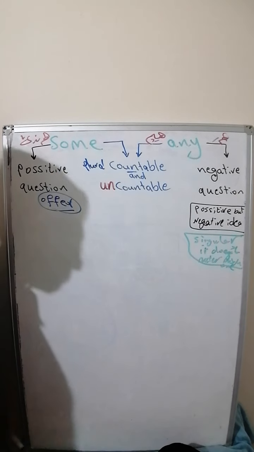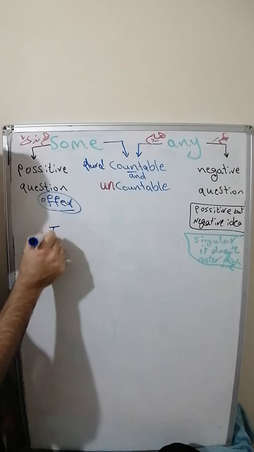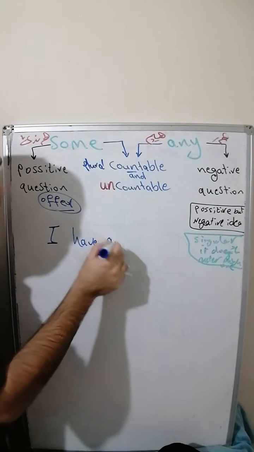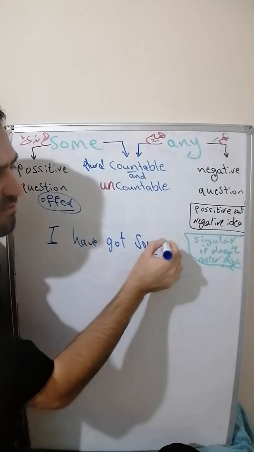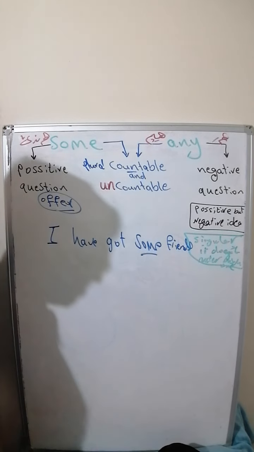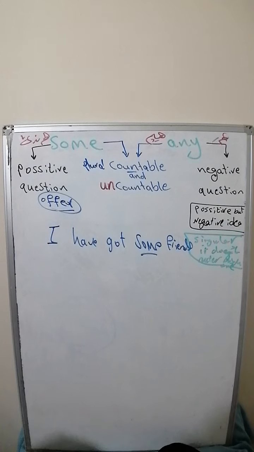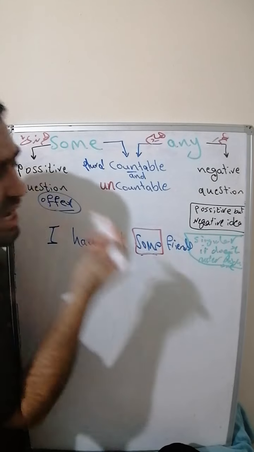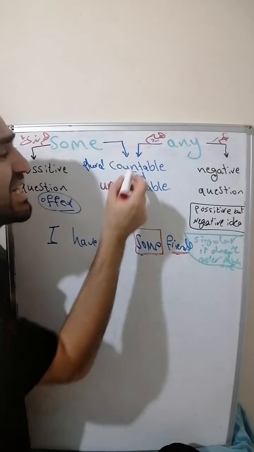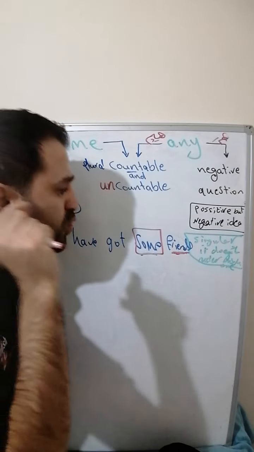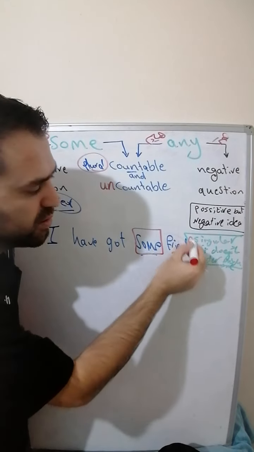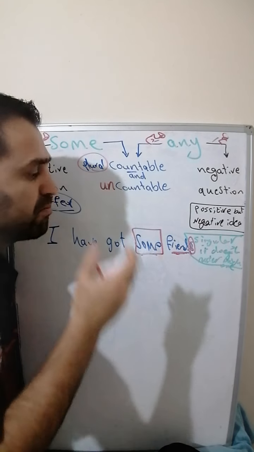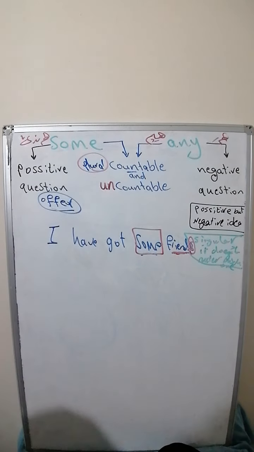Okay, let's start with the sentences and make it clearer for you. If I use some, I can say, I've got some friends. In this sentence I used some, and the noun is countable, but the noun should be plural all the time. Friends, I mean more than one. I've got some cars. I've got some books, short stories.